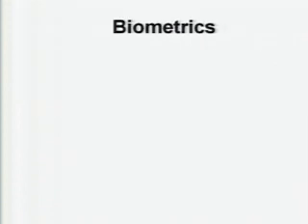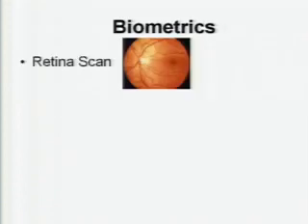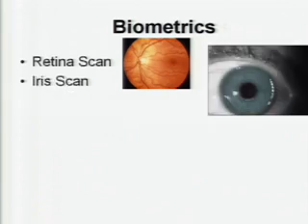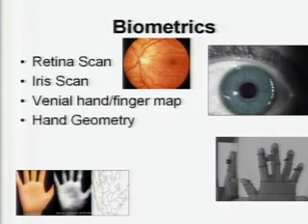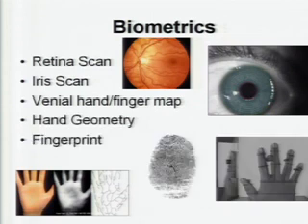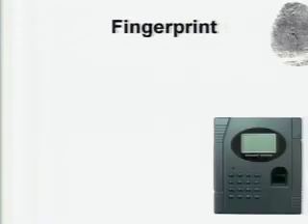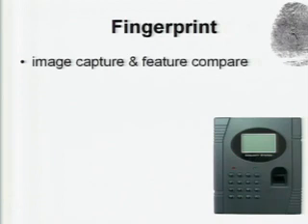Okay, so on to biometrics. Retina scanners, the old iris scan, which they're now implementing at quite a few airports, a new one for me, which is vein hands and finger maps. Hand geometry, a perennial favorite, and the old fingerprint scanners. Well, basically, a simple image capture and compare, and you'll come across that again and again with biometric devices.